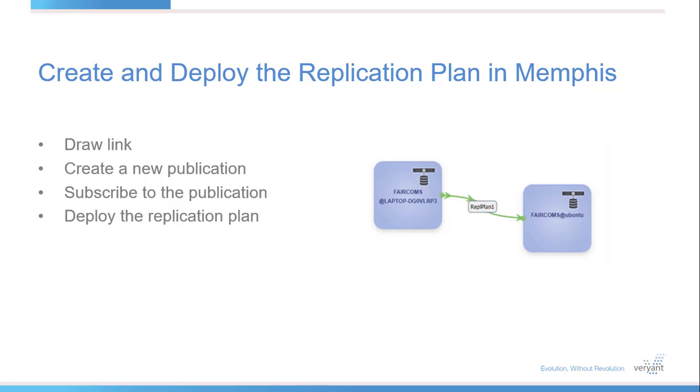It's easy to draw a linking line between the servers that you want the replication done on. This will prompt you to create a new publication. A publication is the information from the production server about which files to replicate. Once the publication is available, the replication server needs to subscribe to that publication and determine where the files are going to be saved. This publication and subscription combination is the replication plan. And the last step is to deploy the replication plan, which will start the connection, and it'll turn the link between the two icons green.